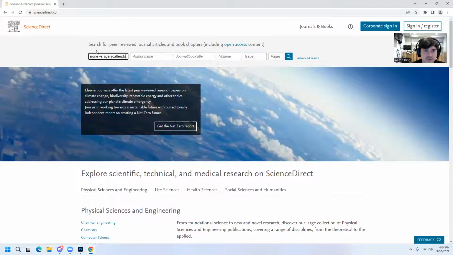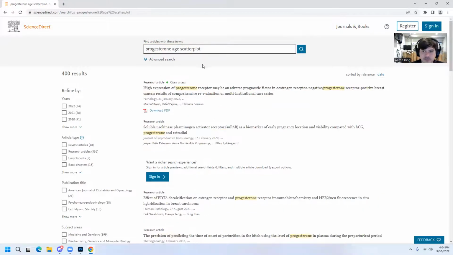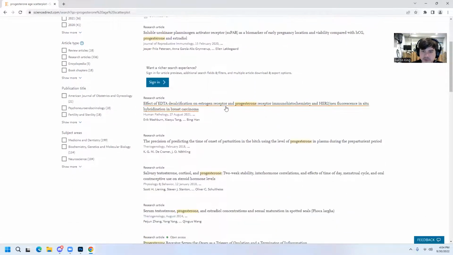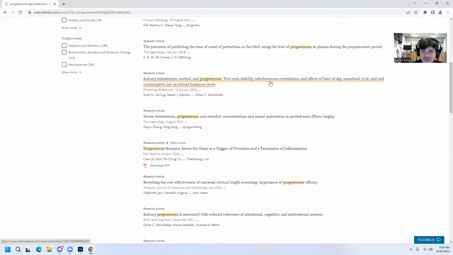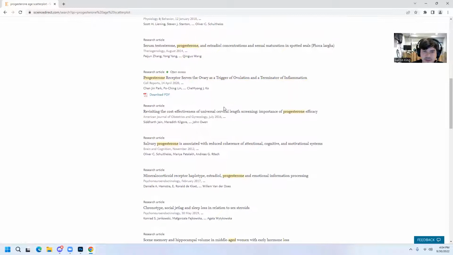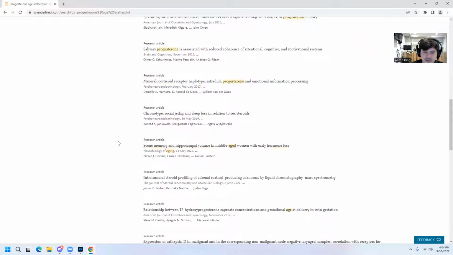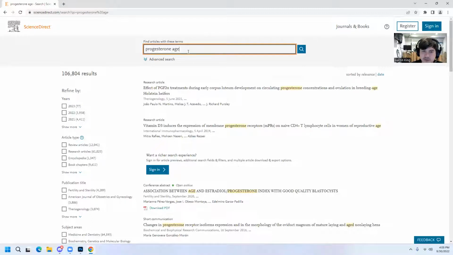Progesterone versus age scatter plot. Progesterone, age. Progesterone, effect on a receptor, and plasma, slow 2 week stability, no, spotted seals, serves your retrieval of intermediate inflammation. None of these look like they're correct. Progesterone, age. Human progesterone, age.